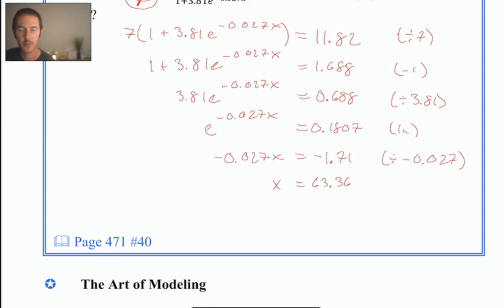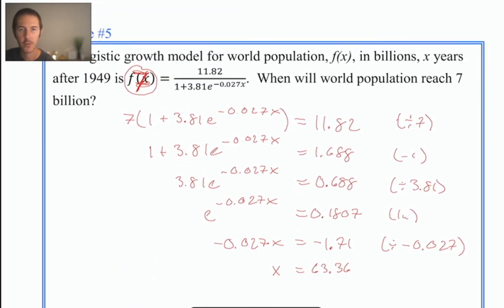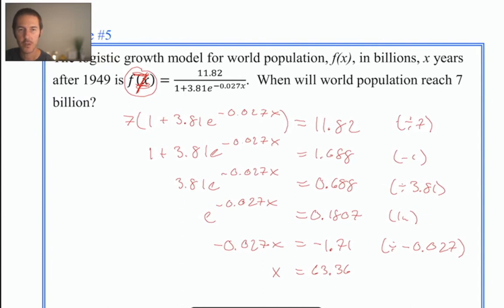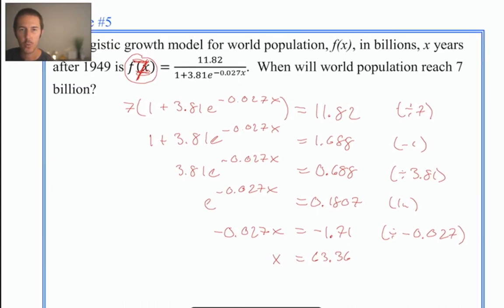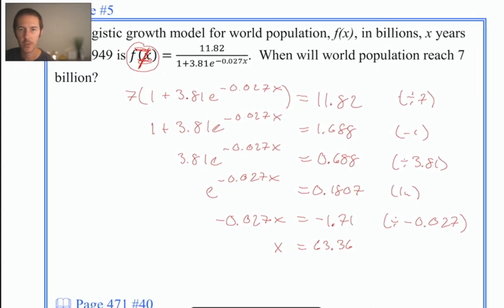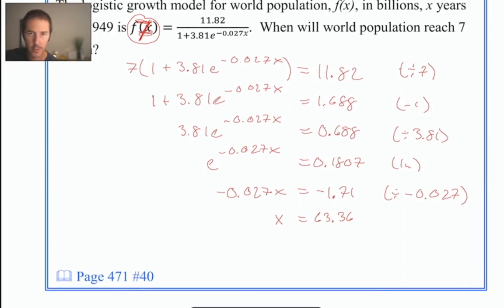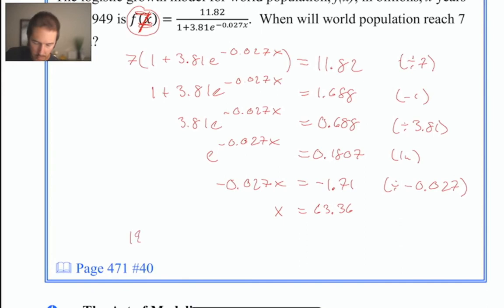Now let's double check, because this is where a lot of us have another sort of challenging point in the process, is interpreting what that number really means. So x, the problem tells us, measures the number of years after 1949. So the question is, when will world population reach 7 billion? So in my calculator, I'm going to type plus 1949. Enter. And I get 2012.36. So let's write a little note here that says 1949 plus 63.36 equals 2012.36.